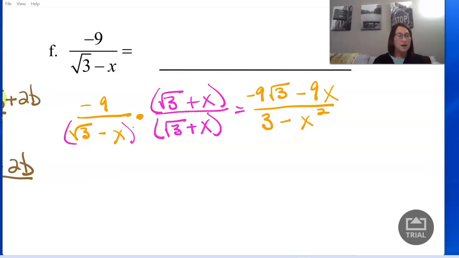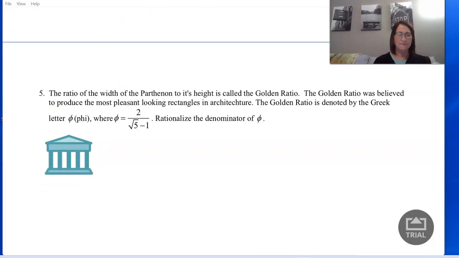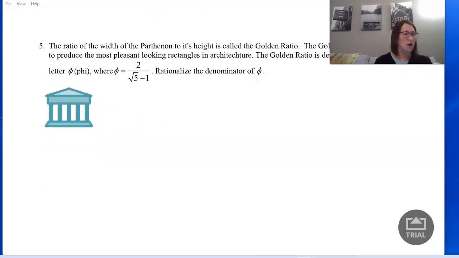I really can't simplify that. You could have left it with the 9 out front, but no, we're good. All right. Let's go ahead and look at one application using these radicals where we have to rationalize.